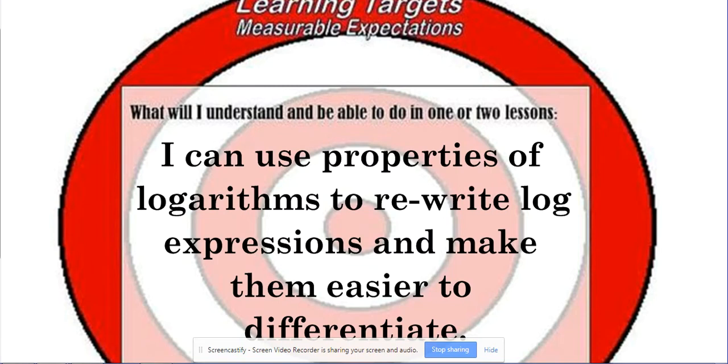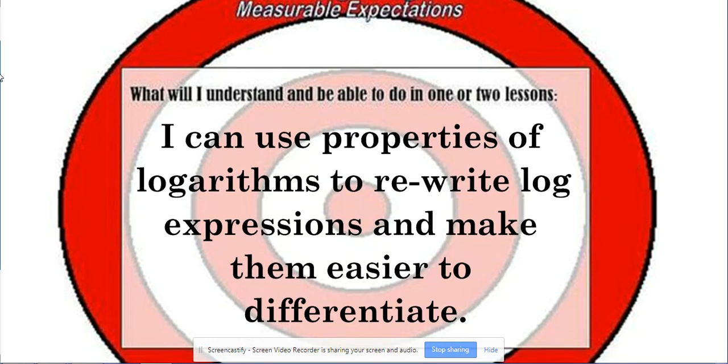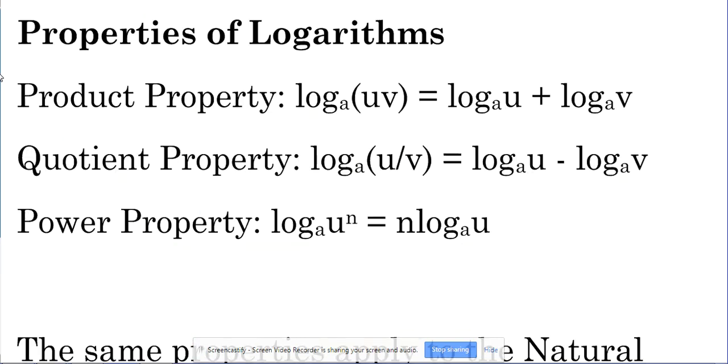Okay, so along with the idea of actually taking the derivative of the natural log and logs and things like that, we can actually use some properties of logarithms to rewrite these expressions and make them easier to differentiate. So let me show you what I'm talking about. Let me remind you, first of all, of the properties of our logarithms.